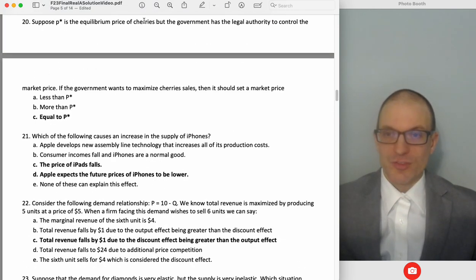Suppose P star is the equilibrium price of cherries. The government can control the price. If the government wants to maximize cherry sales, it should set the market price equal to the equilibrium price. Anything else is going to lead to a distortion.